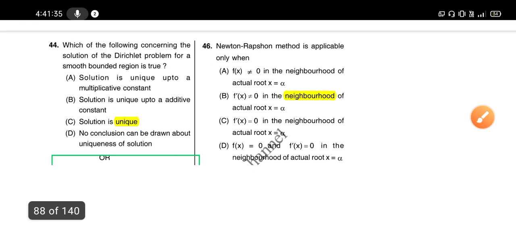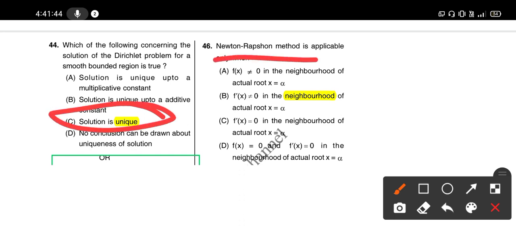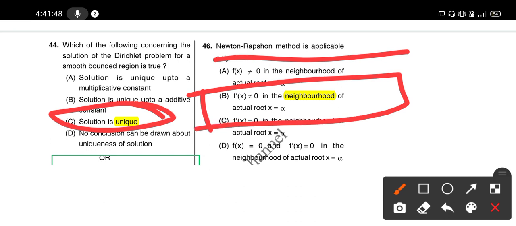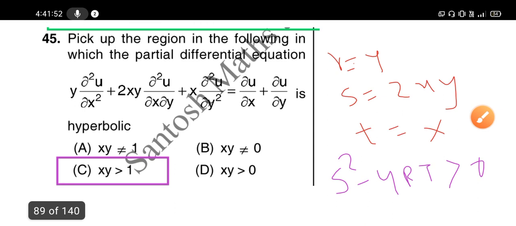Which one of the following concerning the solution of the Dirichlet problem for a smooth bounded region is true? Here the solution is unique. Newton's method is applicable when f'(x) is non-zero in the neighborhood of the actual root x is equal to alpha. Next question.